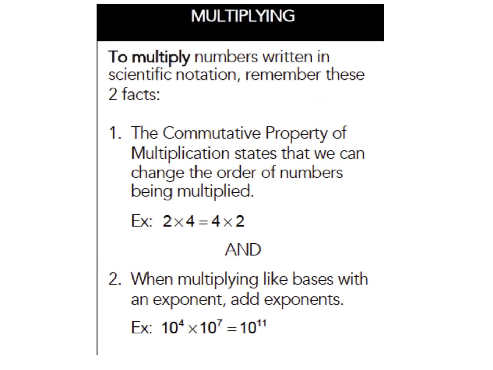So now let's talk about multiplying and dividing, and this one is almost easier than what we've been doing. So take a moment, write these in your notes. Pause the video if you need more time. To multiply numbers written in scientific notation, remember these 2 facts. First thing you're going to do is we can change the order, so we're going to multiply the factors together, and then we're going to multiply the powers of 10 together.